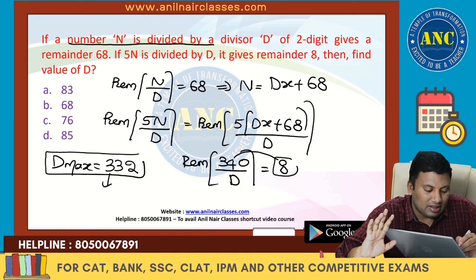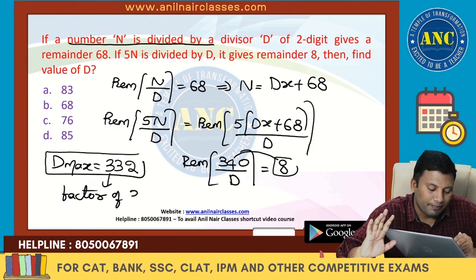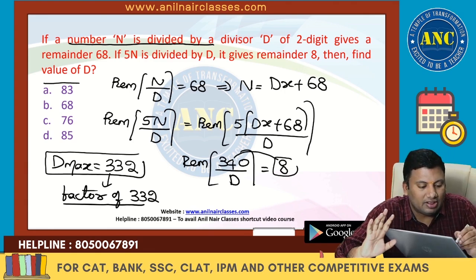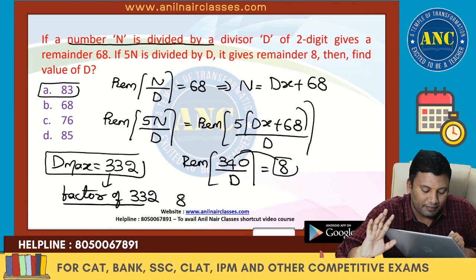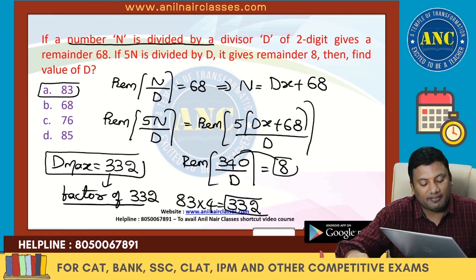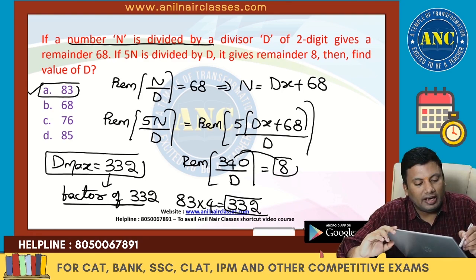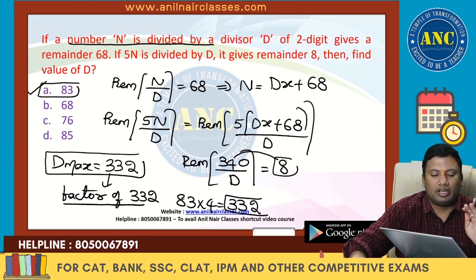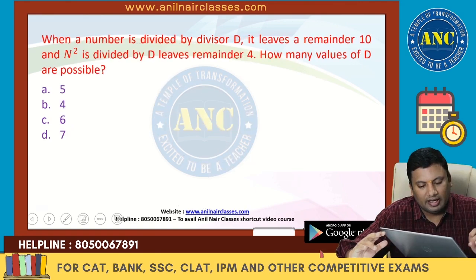What is the value of d? Either it will be 332 or it will be a factor of 332. So 83, 83 fours are 332. Check for the answer option where the answer is a factor of 332. 83 is a factor of 332. I hope the idea is clear.